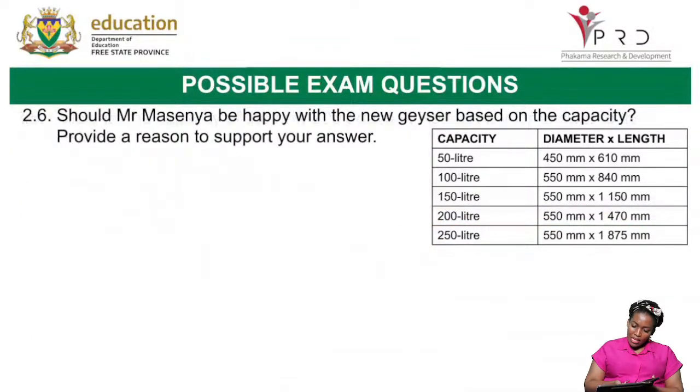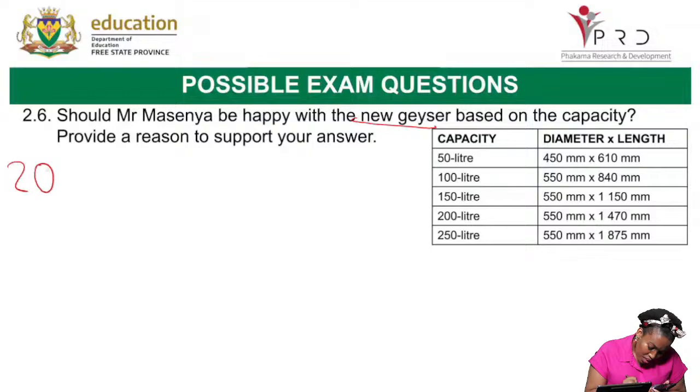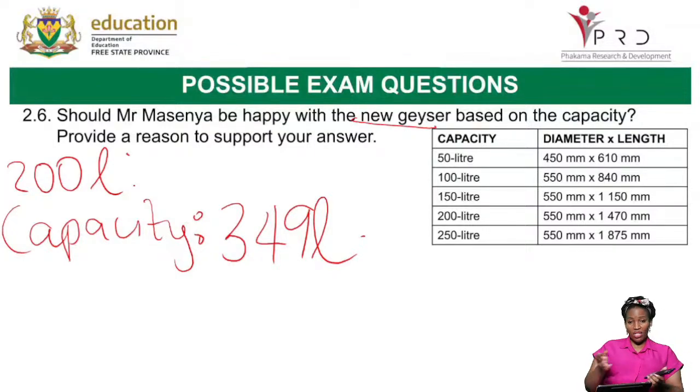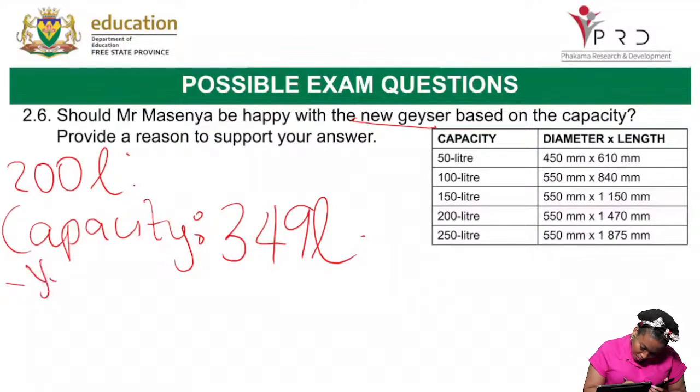2.6. Should Mr. Masinya be happy with the new geyser based on the capacity? Remember, the size of the new geyser is 200 liters, but it has a capacity of what? It means when you fill it with water, it can actually carry how many liters of water? It can carry 349 liters, which is good. It carries more water. So should he be happy with the new geyser? I would definitely say yes. The reason is that it carries more water.